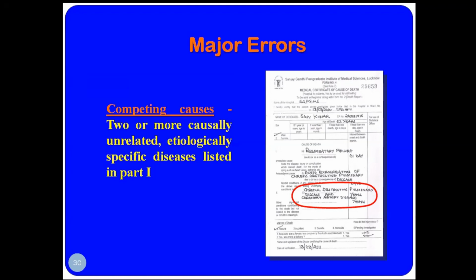And what is the antecedent? Acute exacerbation of COPD. Improper sequencing. And ultimately he died of respiratory failure. So two or more causally unrelated causes should never be written in the underlying cause. So you have to decide which has been the leading contributor to death.